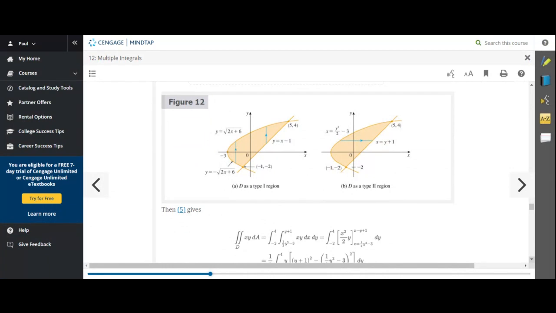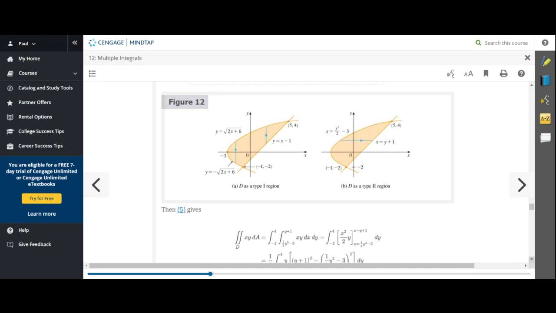In this example 3, the parabola is y squared equals 2x plus 6. If you take the square root of both sides, you get y equals plus or minus the square root of 2x plus 6. In figure 12a, they're treating the region D as a type 1 region, which means you need a boundary function on top and a boundary function below. So you're going from y equals negative square root of 2x plus 6 on the bottom to y equals square root of 2x plus 6 on the top.